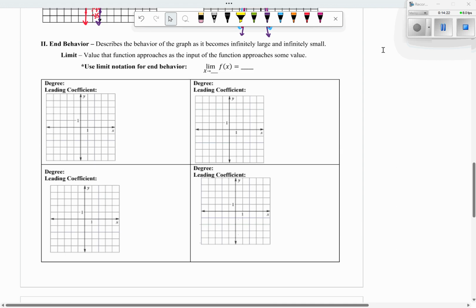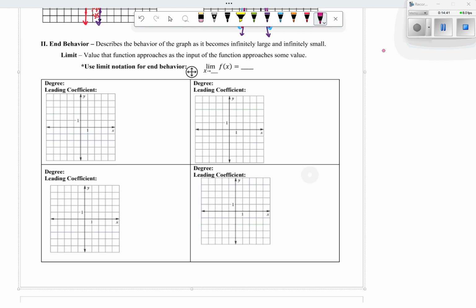So the end behavior describes the behavior of a graph as it becomes infinitely large and infinitely small. The limit is the value the function approaches as the input of the function approaches some value. So we're going to use limit notation for our end behavior. So the limit notation looks like this. We have the limit, and underneath it in the subscript, we have x approaching something, either positive or negative infinity.